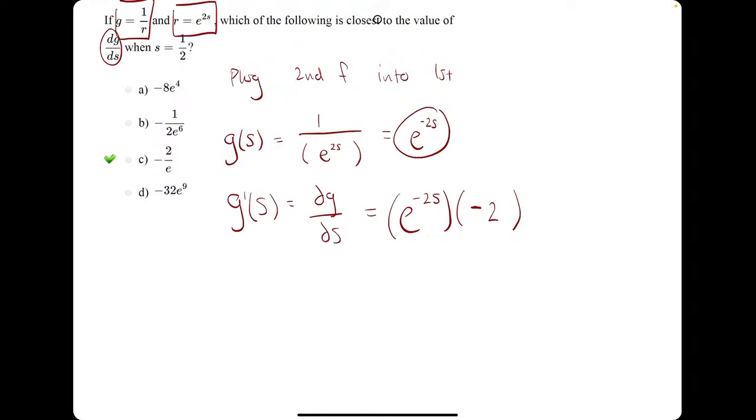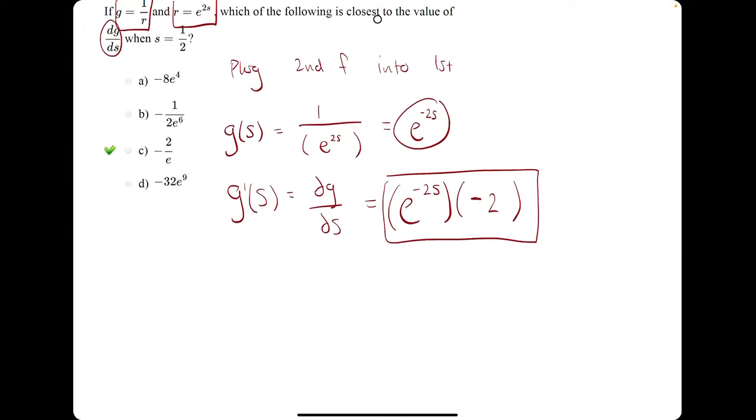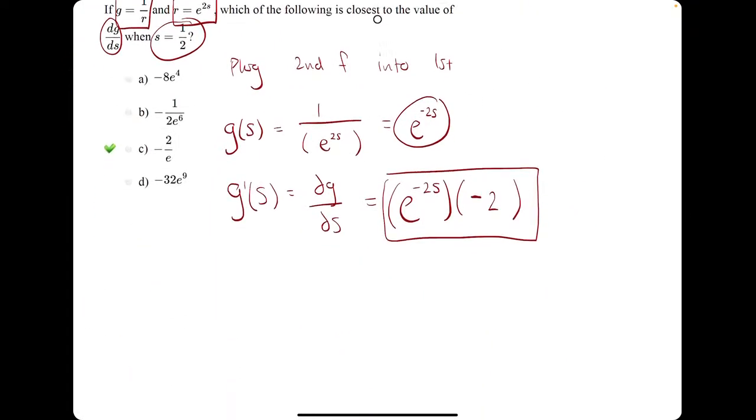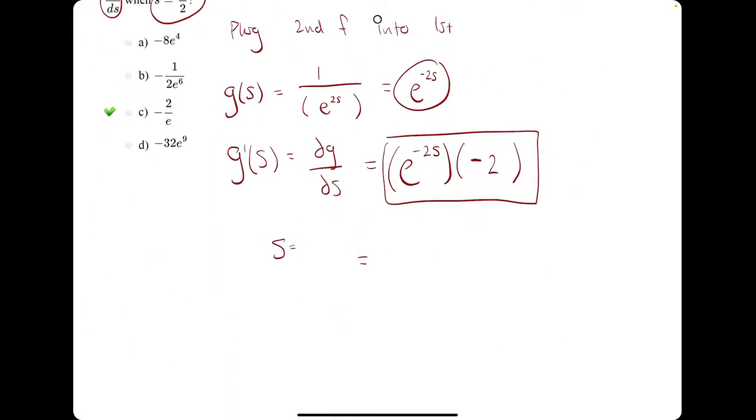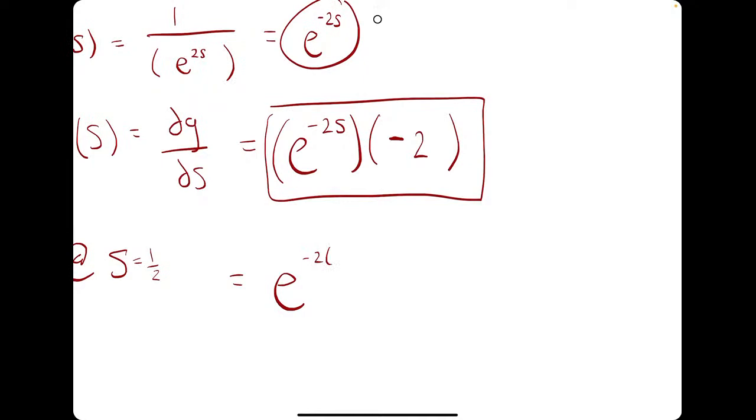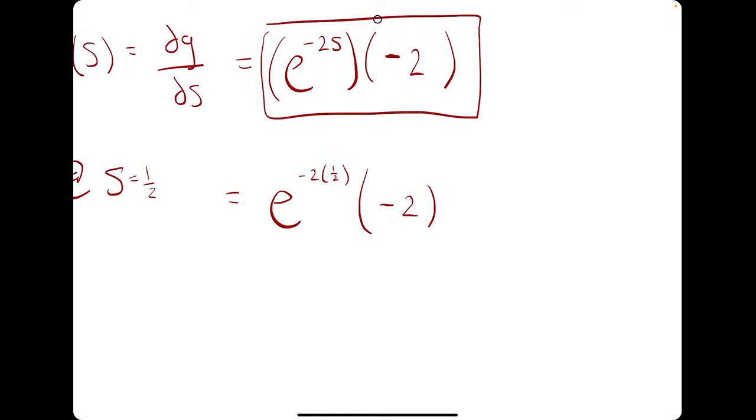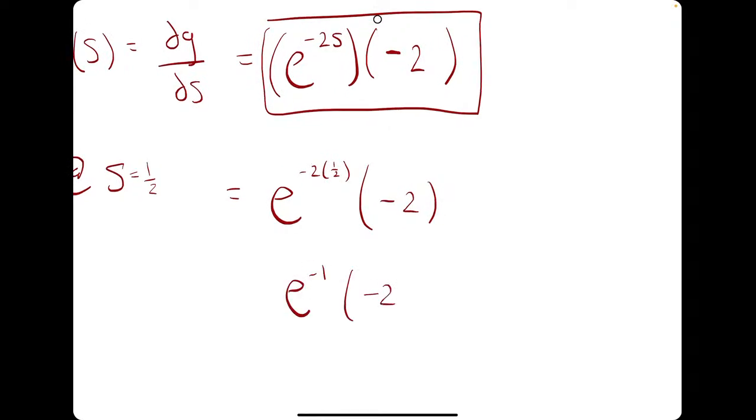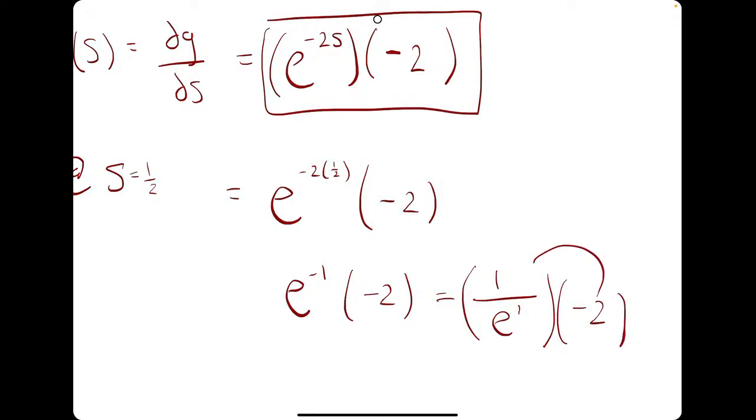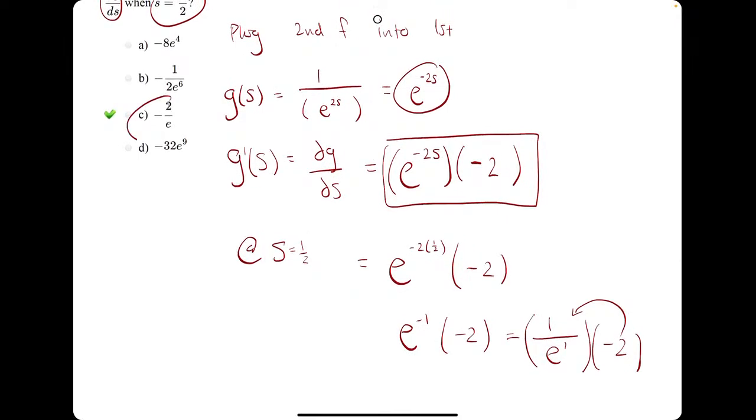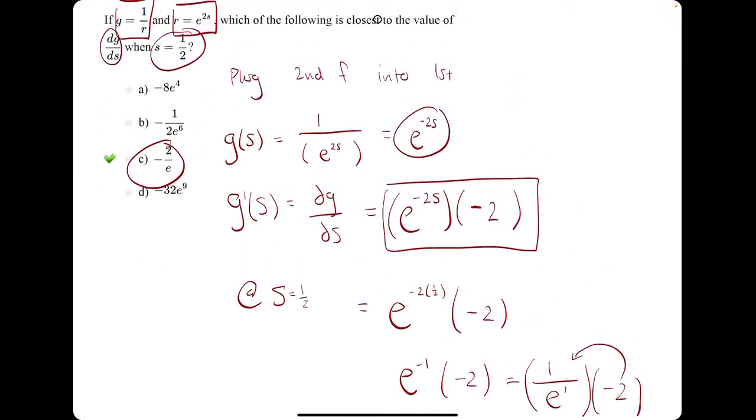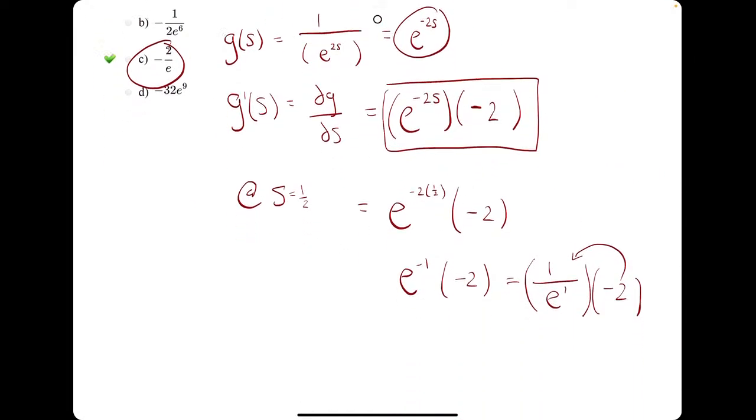All right, so now that we have dg over ds, the derivative with respect to s, we're going to plug in s equals 1/2. So now plugging in s equals 1/2, we get e to the negative 2 times 1/2, all times that negative 2. Negative 2 times 1/2 is negative 1, times negative 2. E to the negative 1 is equivalent to 1 over e to the positive 1, times negative 2. And then when we multiply these, negative 2 basically ends up on top. So we have negative 2 over e to the first, or just negative 2 over e.